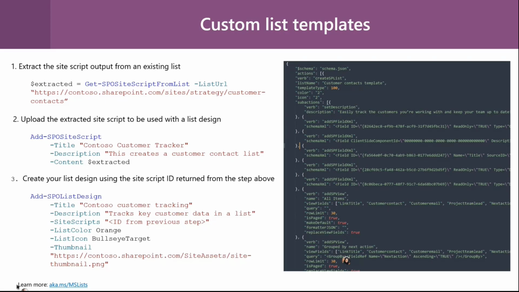Then once you have that site script output, you can upload that, grab its ID, and then you can use that ID to create your list design using Add-SPOListDesign. And as soon as you do the Add-SPOListDesign, you can give it a color and icon, just like you see all of our out-of-the-box templates within our list creation dialog. And once you do Add-SPOListDesign, that particular custom list template will show up under the From Your Organization tab in the list creation dialog.